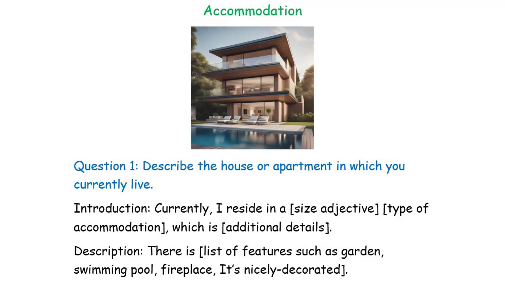Currently, I reside in a, and then use a size adjective, type of accommodation, which is, and then here you can include additional details. Next, description. There is, and then indicate a list of features such as garden, swimming pool, fireplace, it's nicely decorated, and so on. Next, importance. These elements contribute to the overall comfort and functionality of the living space.